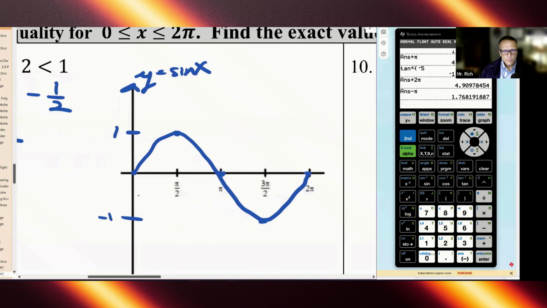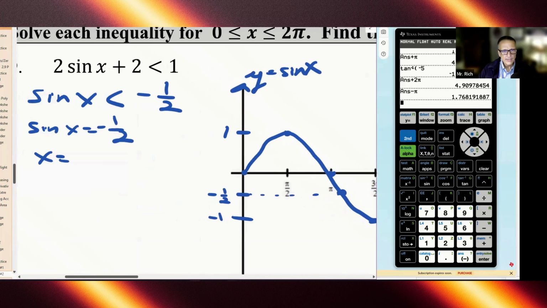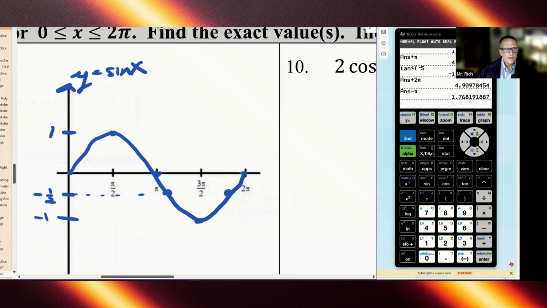But at any rate, would you not agree that right there would be -1/2? If you come over to this angle, this angle is where sine is equal to -1/2. And the question we're trying to answer is, for what angles is sine less than -1/2? Well, below -1/2, it's all of these angles right here, from whatever that angle is to whatever that angle is. Between those two angles, that's where sine is less than -1/2.